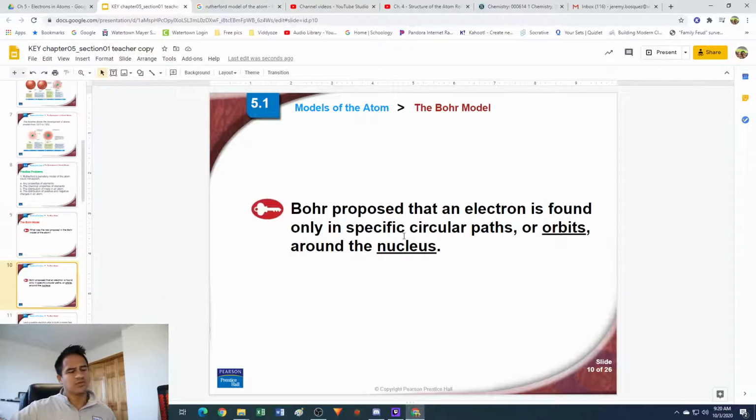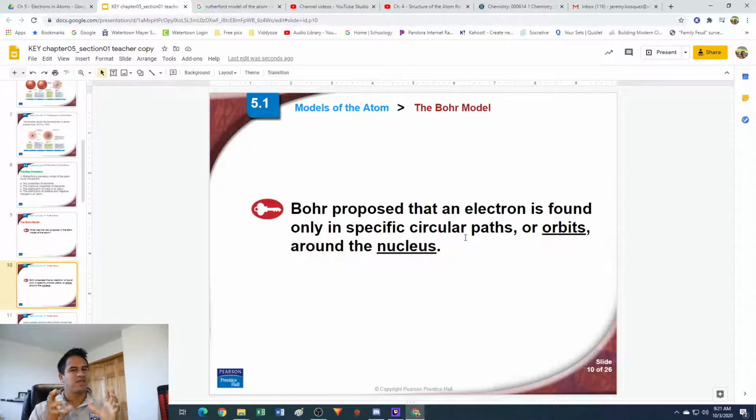Niels Bohr basically proposed this. He said, okay, there's a nucleus, and there are electrons around the nucleus. However, they don't just buzz around the nucleus and go around in circles however they want.